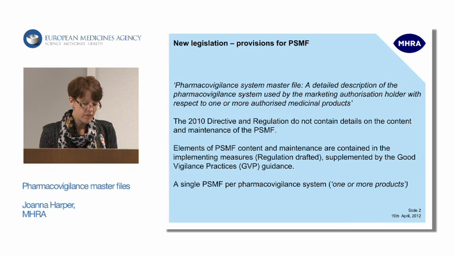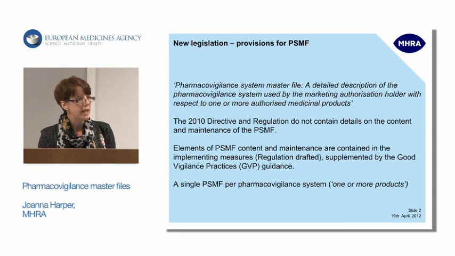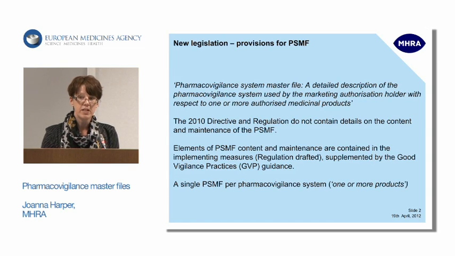The main difference from what will have been done in the past is that we will be describing and requesting information about the pharmacovigilance system, which could be one or more products. So we're moving away from a document that has to be produced and submitted per product, and in some ways can be quite repetitive. There's a lot of opportunity in this for reducing some of the repetitive activities that have occurred in the past surrounding this area.